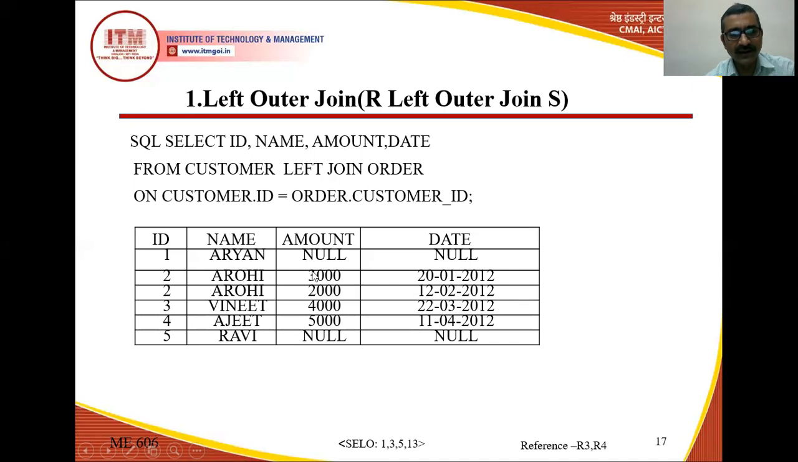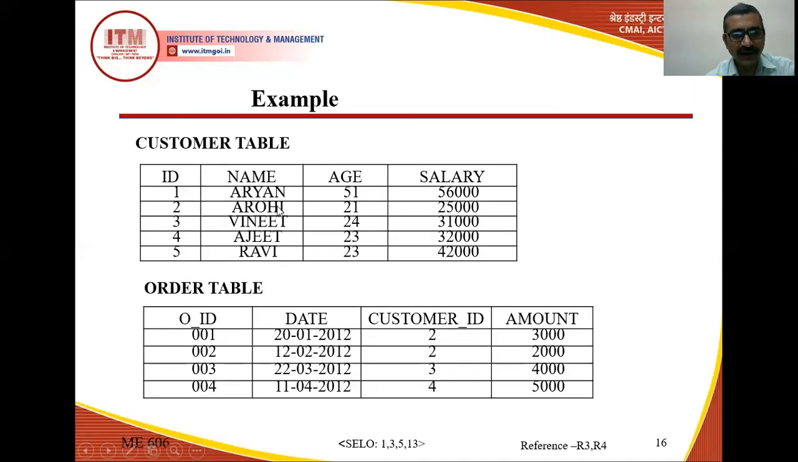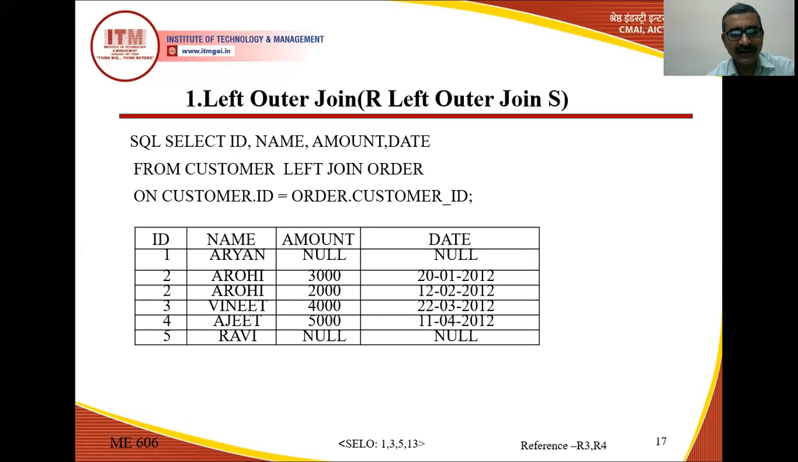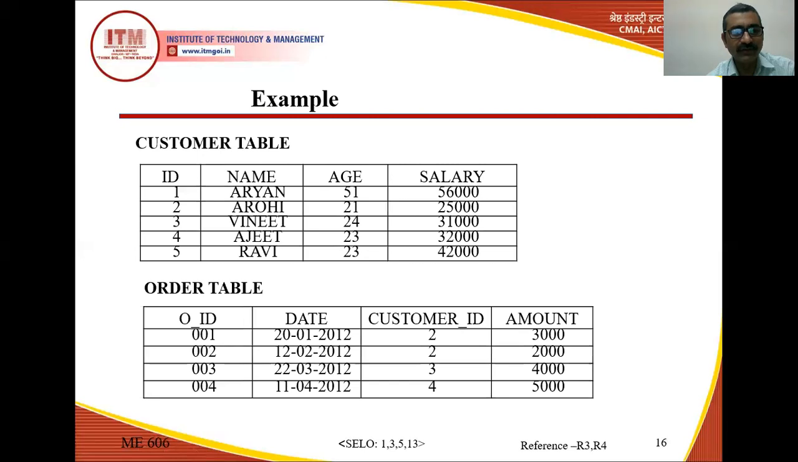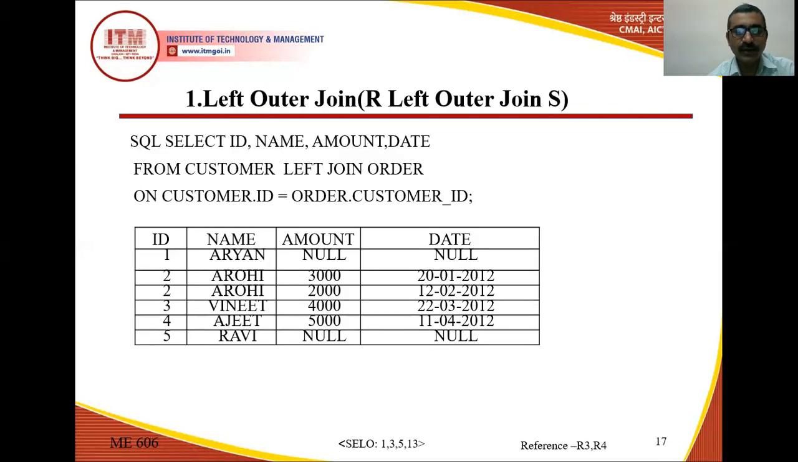So the first one is null, because there's no amount here. There's no amount, so it can be null. Then date is also null, because there's no entry in the order table. And then after that, the second row is selected. In the second row, id is 2, the amount is 3000, and date is 21 to 2012. Then another is 2000, and the third one is Vineet, and the fourth one is Ajit, and after that five is Ravi. Five is Ravi, but there's no amount and no date, so it can be shown that way. So that is your left outer join. We can merge two tables with the left outer join. In the case of the left outer join, the right side is null.